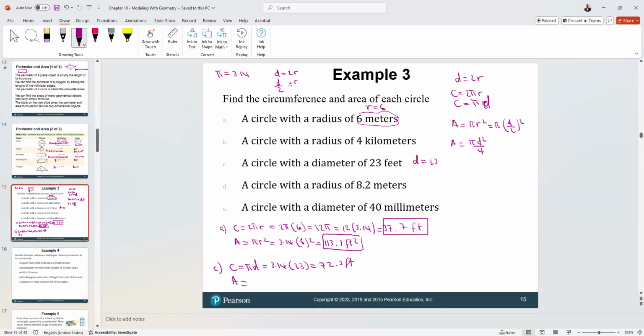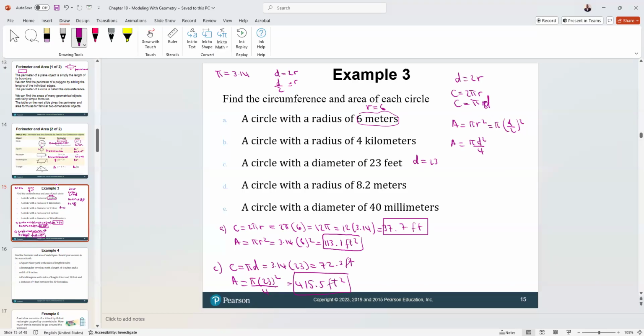So in this case, pi d squared over 4, d is 23, power 2 over 4. When you do that, you obtain 415.5 square feet. Remember, square feet for the area.